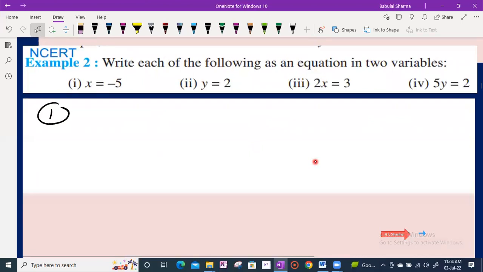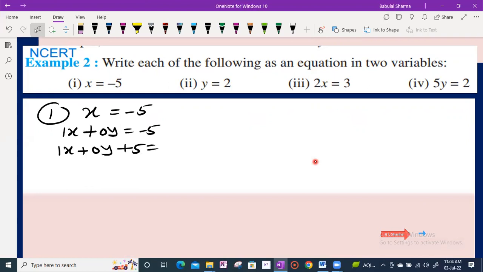So how to write? First of all, here there is no y variable, so first we can write x is equal to -5. We can write 1x. Yes, y variable is not there, so we can write 0 into y, because 0 into y is equal to 0. In standard form we can write 1x plus 0y plus 5 is equal to 0. Whenever the coefficient of any variable is 1, there is no need to write it, and we can write x plus 0y plus 5 is equal to 0. This is the answer of this first part.